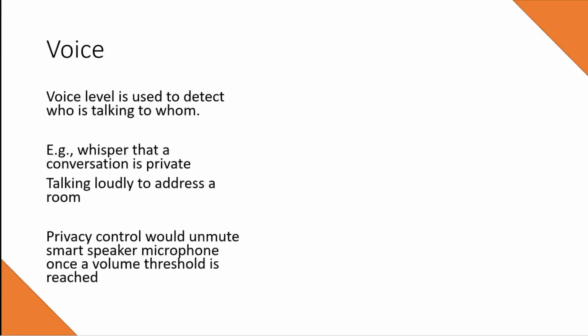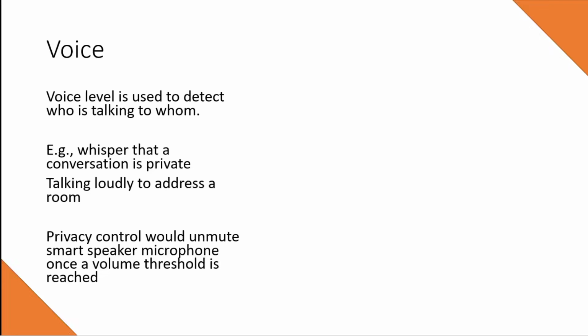The first one we wanted to use is voice volume level, so how loudly you're talking. Voice volume level is used to tell who you're talking to. A whisper means private conversation. Talking loudly, addressing the room. A privacy control based on voice would look like having a decibel meter to detect how loudly a person is talking. And once a threshold is reached, the smart speaker's microphones become unmuted.